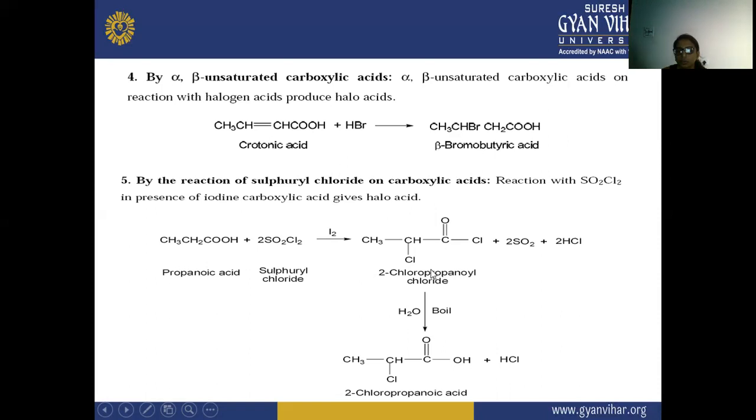Again, this 2-chloropropanoyl chloride is boiled in the presence of water, and there is a formation of 2-chloropropanoic acid. So the chloro is removed from here, and when this H2O is associated with H positive and OH negative, then OH negative will attach to this position, and this H will get attached to the C that is removed from here. So 2-chloropropanoic acid is formed here.